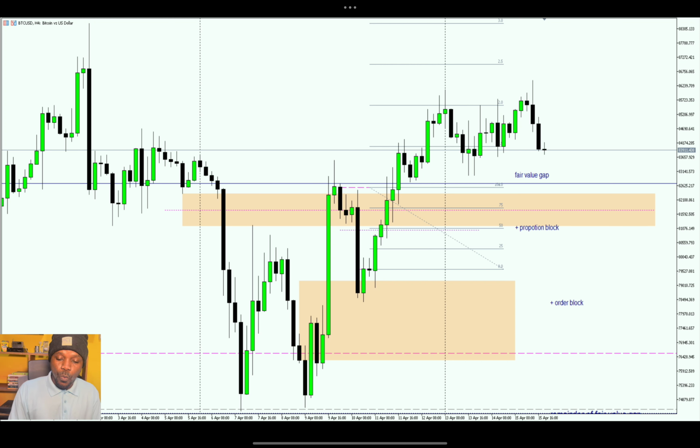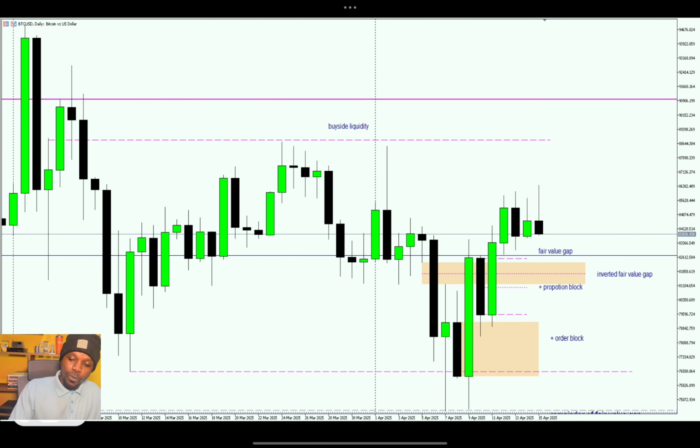Now we are looking at the proportion block, and where the inverted fair value gap is, from the low of the proportion block to the high of the proportion block. Let me go back once for you to see. If we go back once, look at where the body of the proportion block is, to the high of the body of the proportion block.